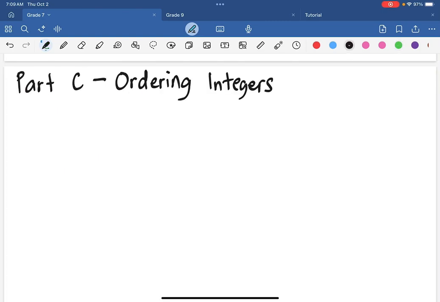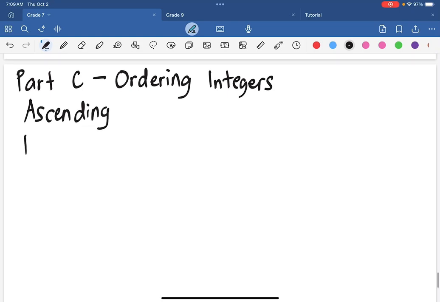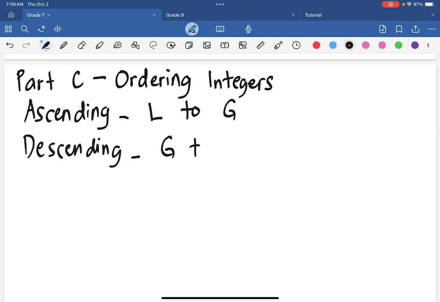In our last part, or part C, is about ordering integers. Again, we need to know the difference between ascending versus descending. For ascending, it is from least to greatest, and descending is the opposite of it. It is from greatest to least.